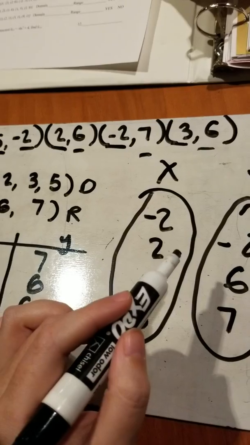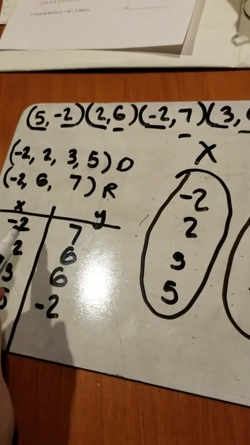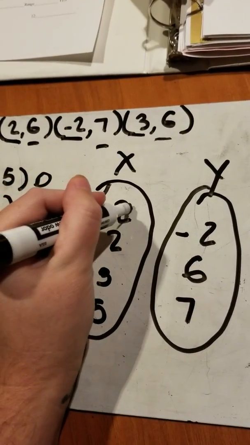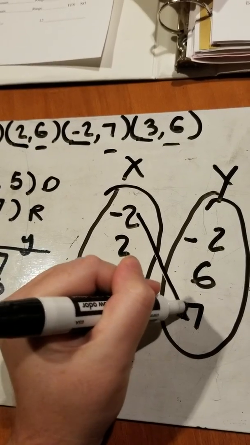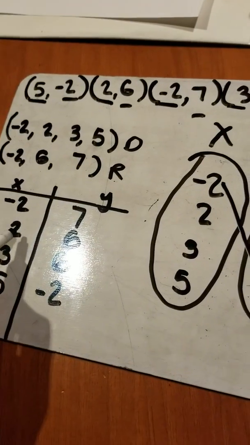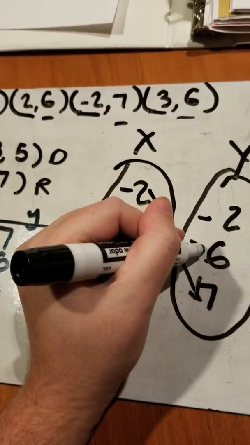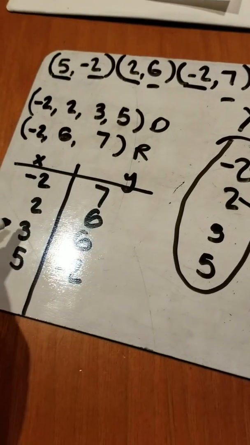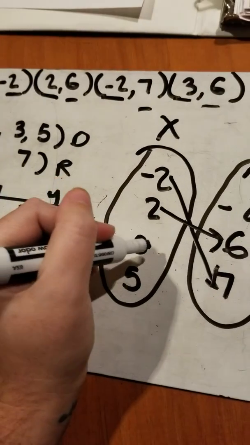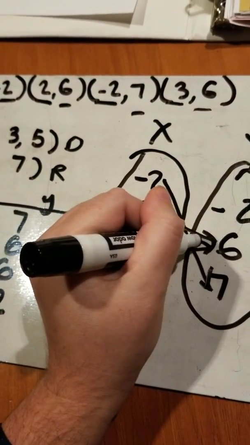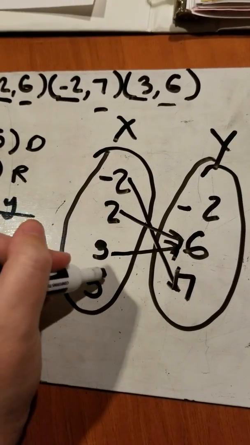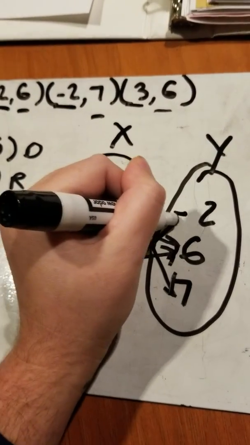Now I need to draw my arrows. Well, I'm going to look at my chart. -2 goes with 7. So I'm going to draw an arrow from -2 to 7. My 2 goes to 6, so I'm going to take my 2, draw a line over there to 6. I'm going to take my 3, and that goes to 6, so I'm going to draw 3 to 6. And 5 goes to -2, so I'm going to draw my 5 to -2.